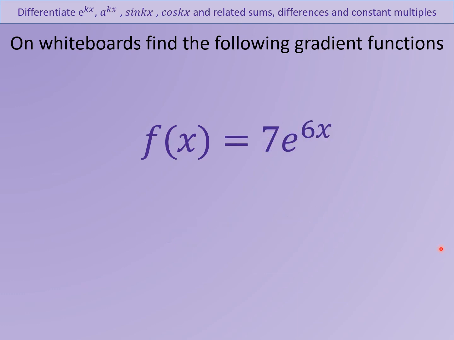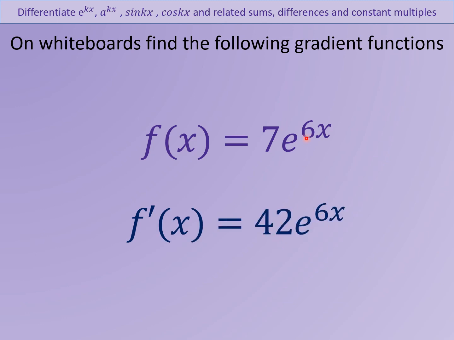Okay, try this one. 7e to the 6x. So again, pause. Okay, so you should have got 42e to the 6x because the 6 can come to the front, multiply by the 7, 6 times 7, 42.